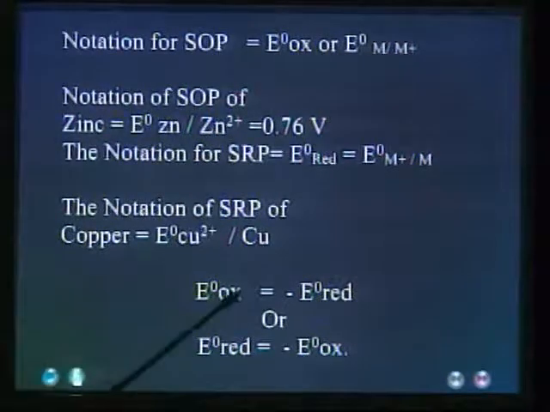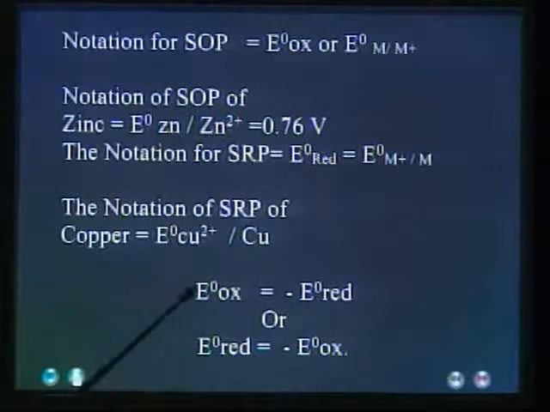The standard oxidation potential can be converted into standard reduction potential by the following equation. That is, the standard oxidation potential of an electrode is equal to minus of the standard reduction potential. Similarly, the standard reduction potential of an electrode is equal to minus of the standard oxidation potential.